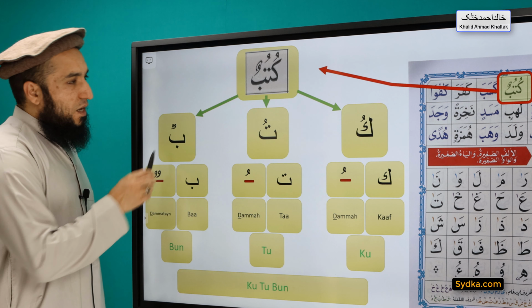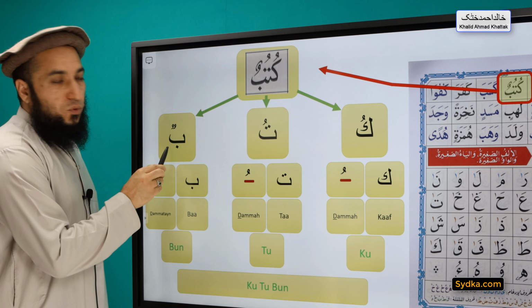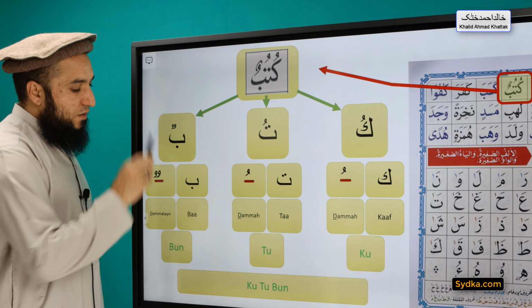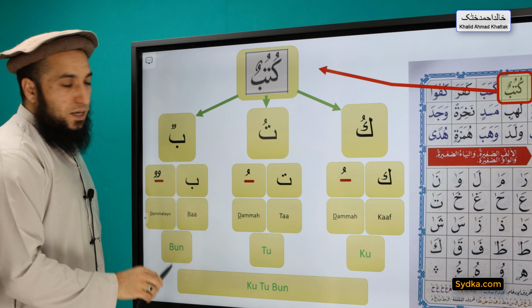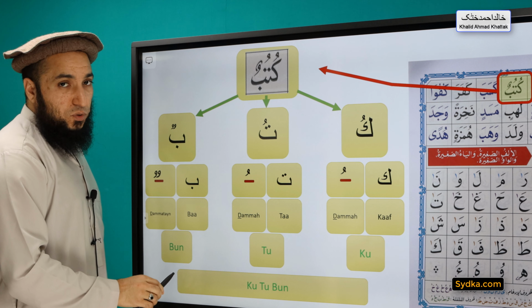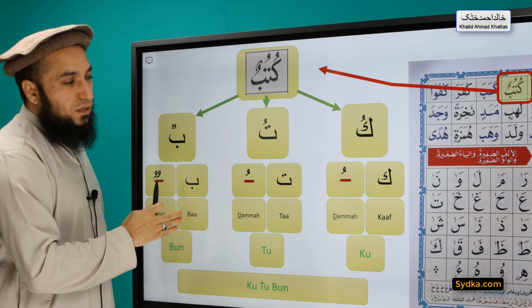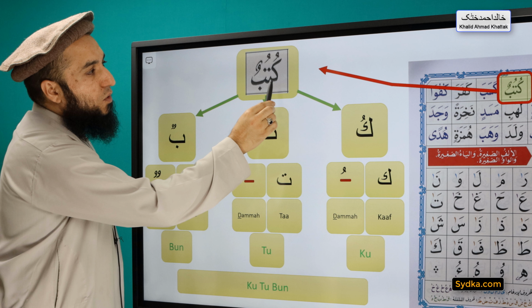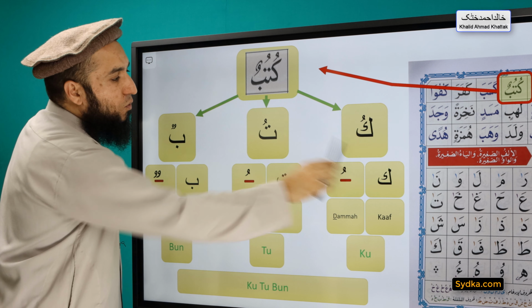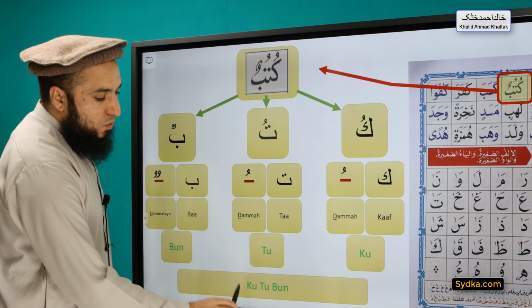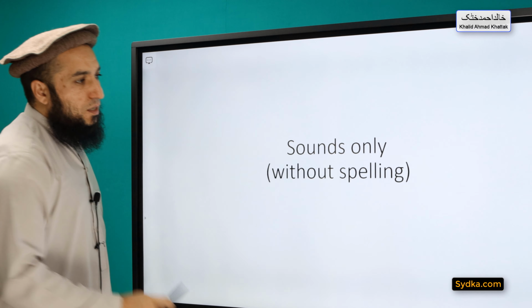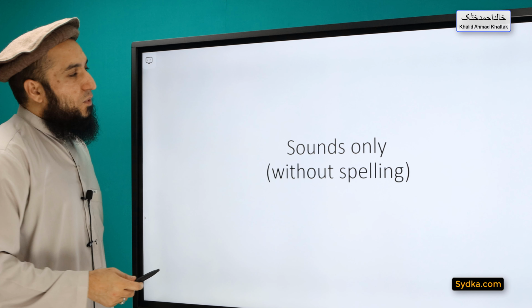The third syllable we have is ba dhammatain bun. So ba is not silent and we have dhammatain on it. Ba dhammatain bun. So now we connect these three syllables and we have kutubun, kutubun. The next three slides are sounds only without spellings.